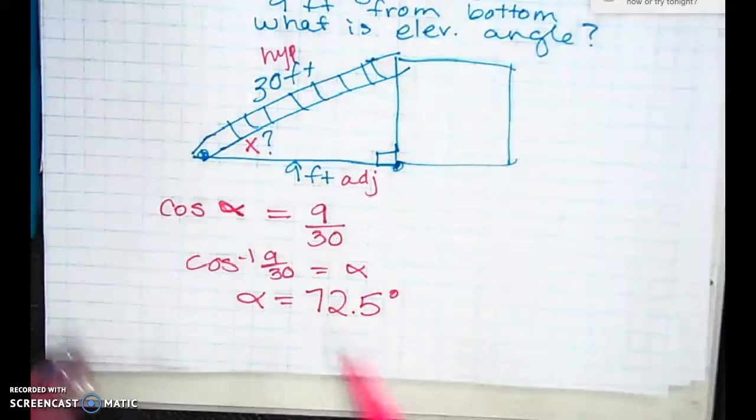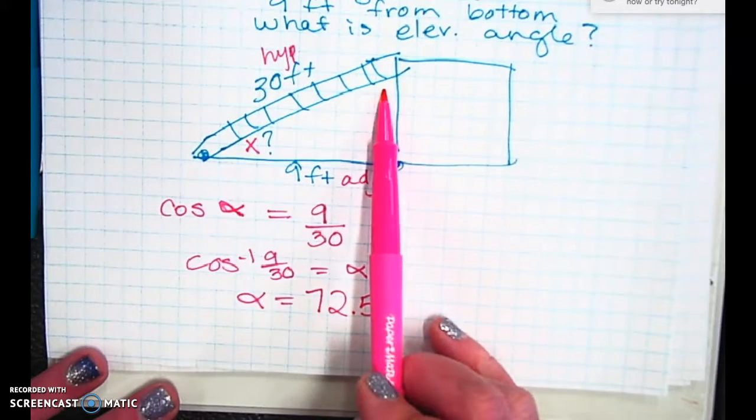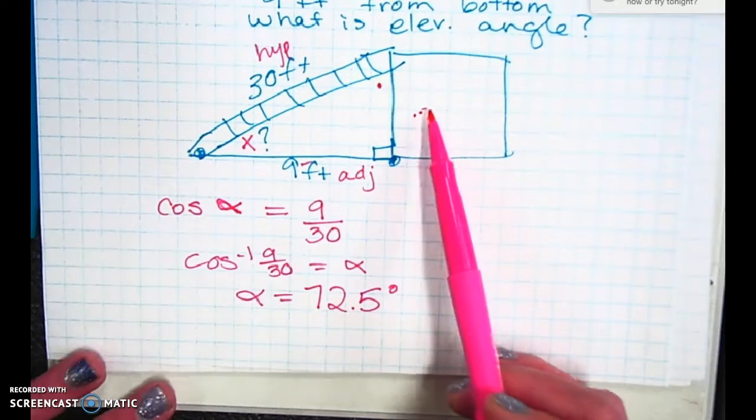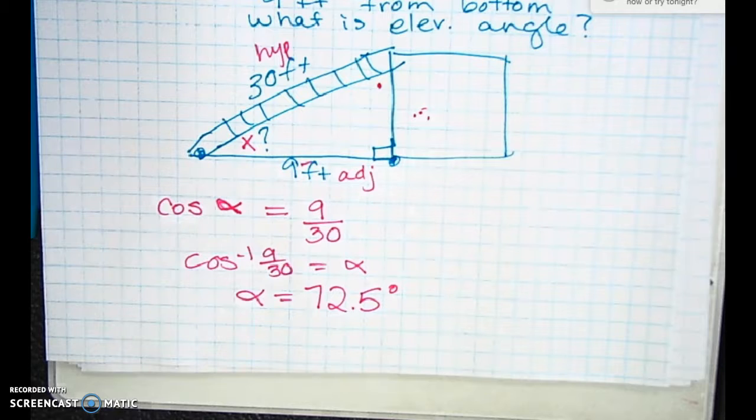Okay. At this point, you could calculate this angle, and you could do the Pythagorean theorem to get this third side. Just depends what they ask you. They might ask you to completely solve it, or they just might ask you for one of the missing pieces of information.